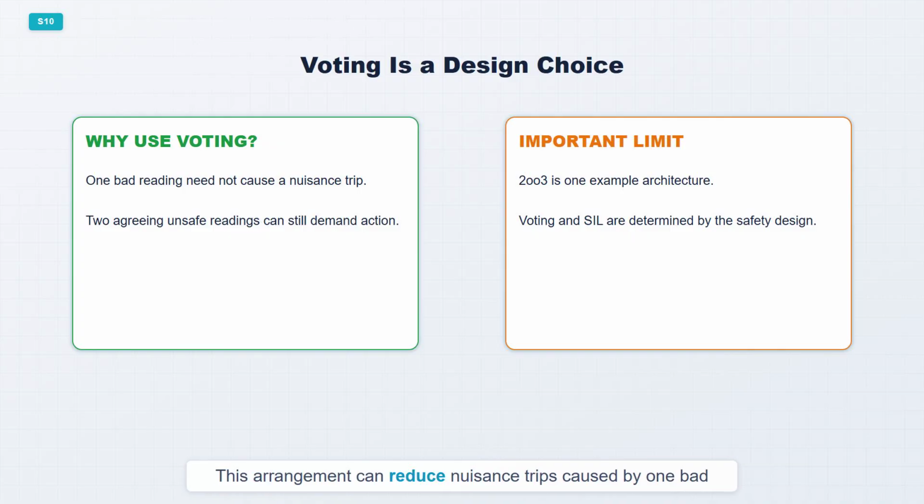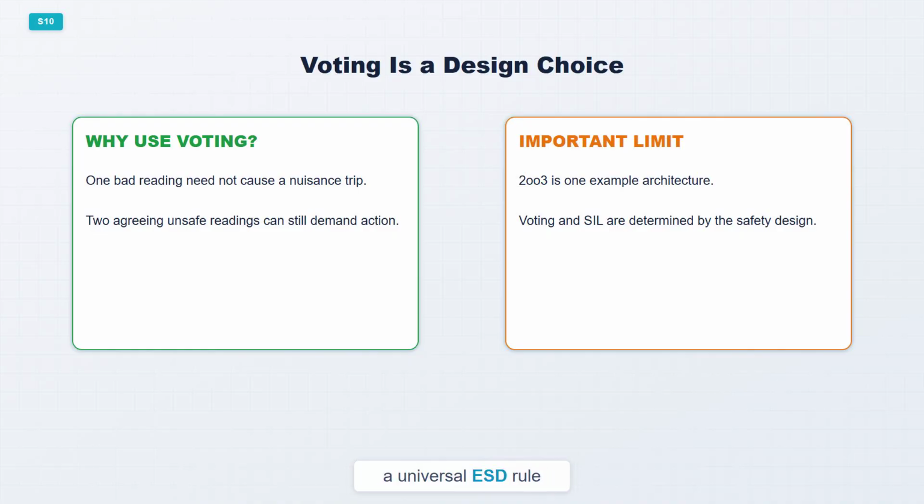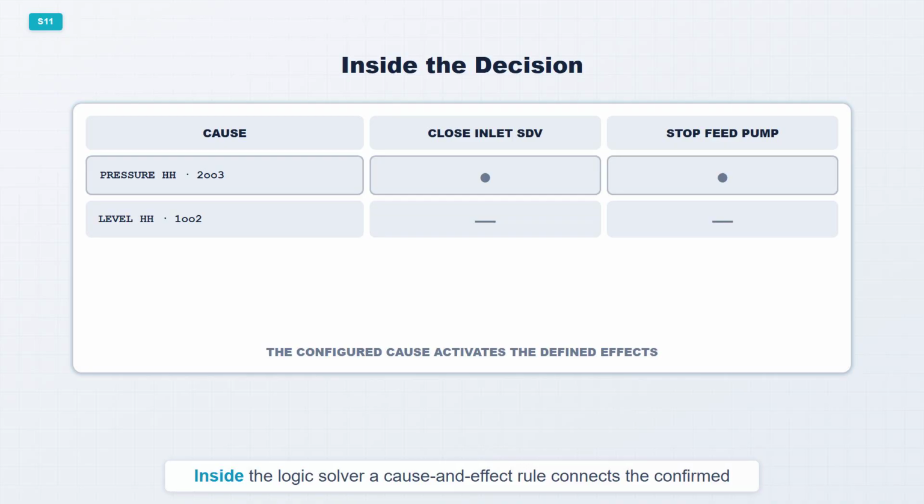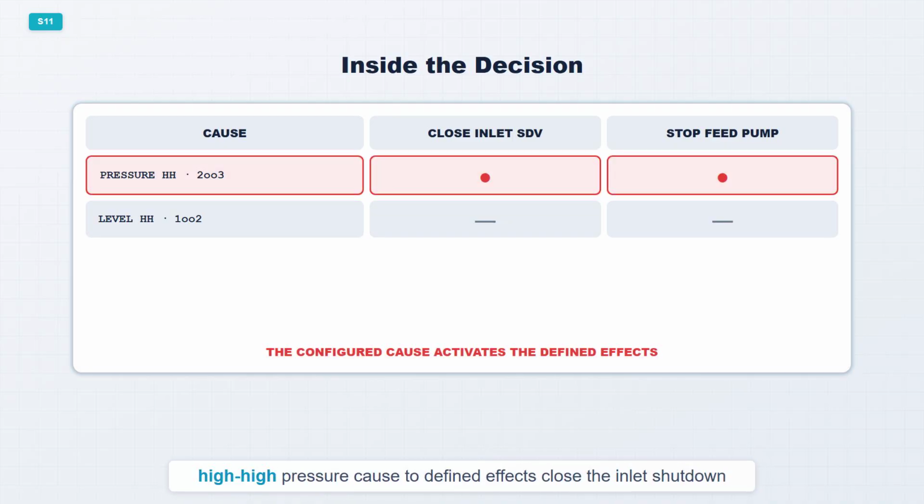This arrangement can reduce nuisance trips caused by one bad reading while still allowing the function to act when a real hazardous condition develops. Voting is a design choice, not a universal ESD rule. Inside the logic solver, a cause and effect rule connects the confirmed high pressure cause to defined effects. Close the inlet shutdown valve and stop the feed pump.